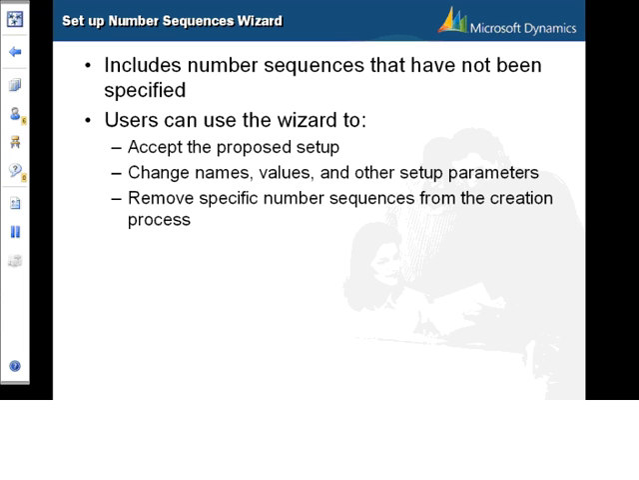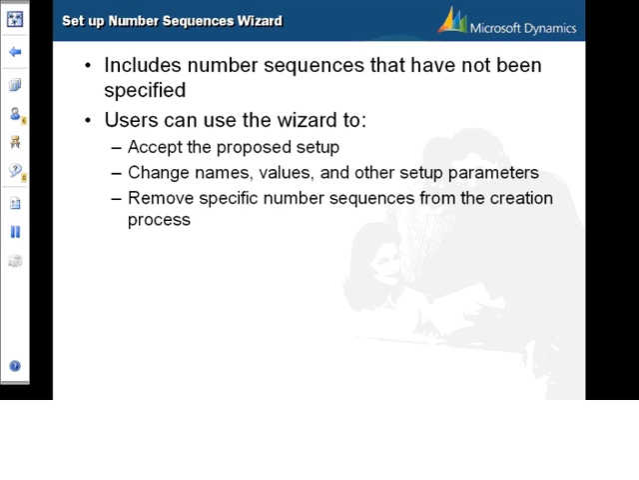The setup number sequence wizard helps create the required number sequence in Microsoft Dynamics AX. Microsoft Dynamics AX verifies which number sequences have not been specified and only displays these in the wizard. The wizard lets users do the following with each unspecified number sequence: accept the proposed setup, change names, values, and other setup parameters, or remove specific number sequences from the creation process.